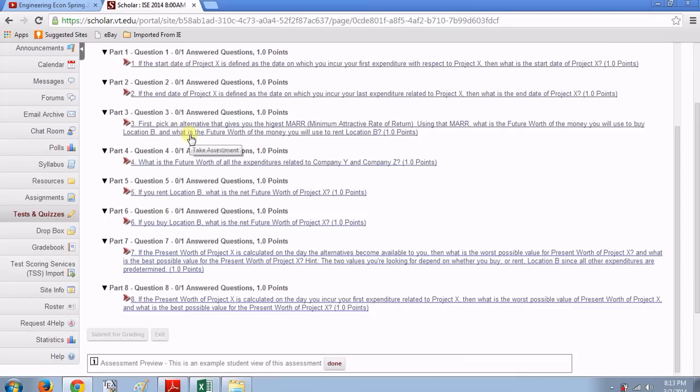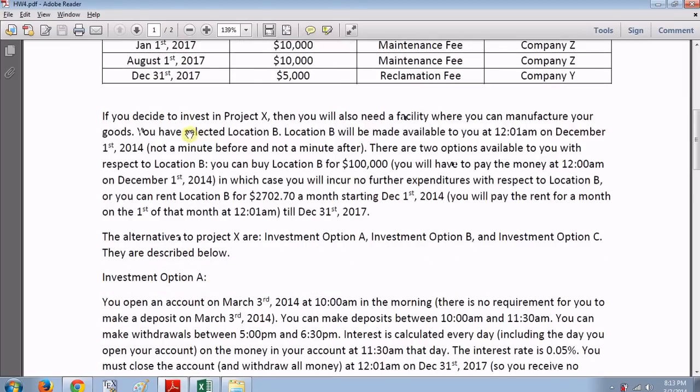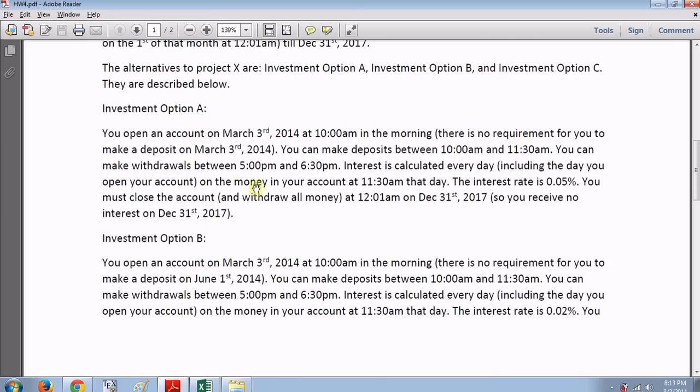Alright, the next question. First, pick an alternative that gives you the highest marks. So these are the clues. You now have to go through all the alternatives, and some of you already figured out there's a typo here, which is June 1st, 2014. I apologize. I was copy-pasting from the previous assignment. It's very tedious to type in all this. I did that for the previous one, so I just decided to use the same thing. I apologize for that, but this is indeed a typo.